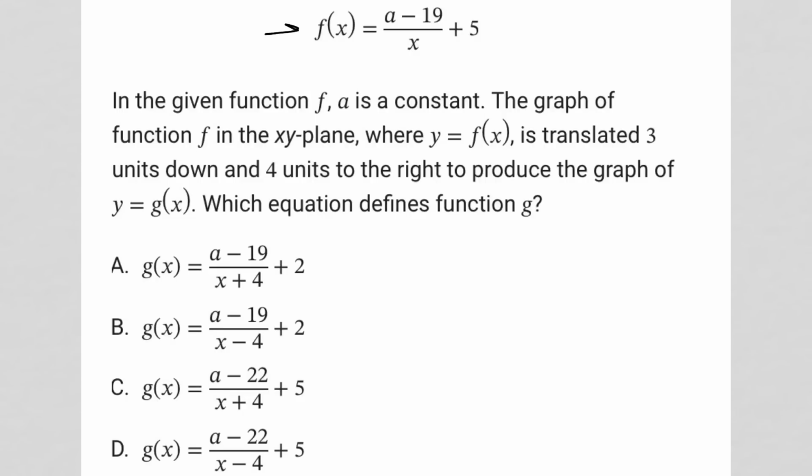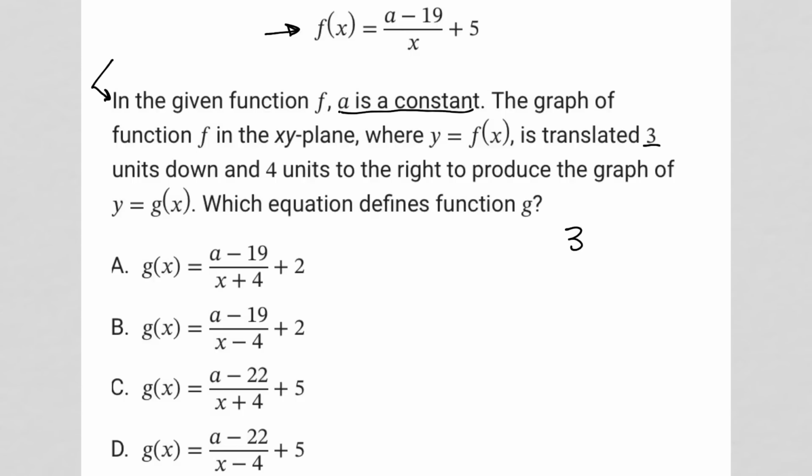So this question begins by providing us with this function, f of x equals a minus 19 over x plus 5. It goes on to say, in the given function f, a is a constant. The graph of function f in the xy plane, where y equals f of x, is translated 3 units down. So let's just make note of that.